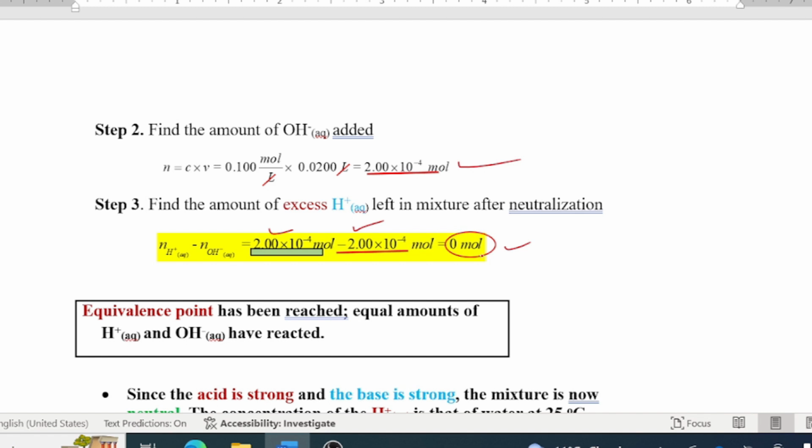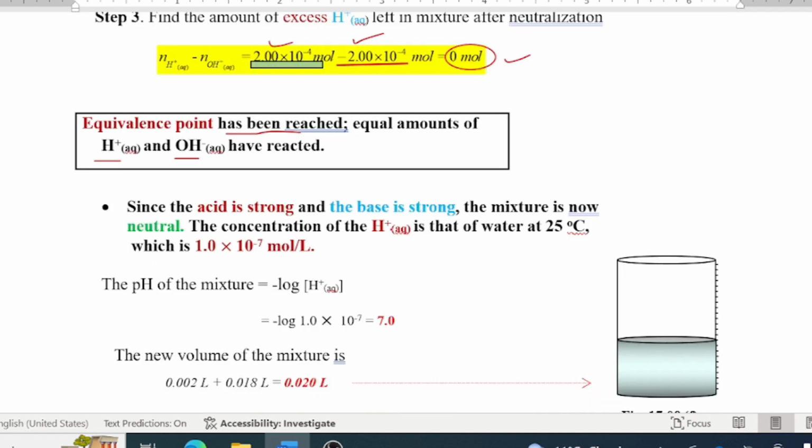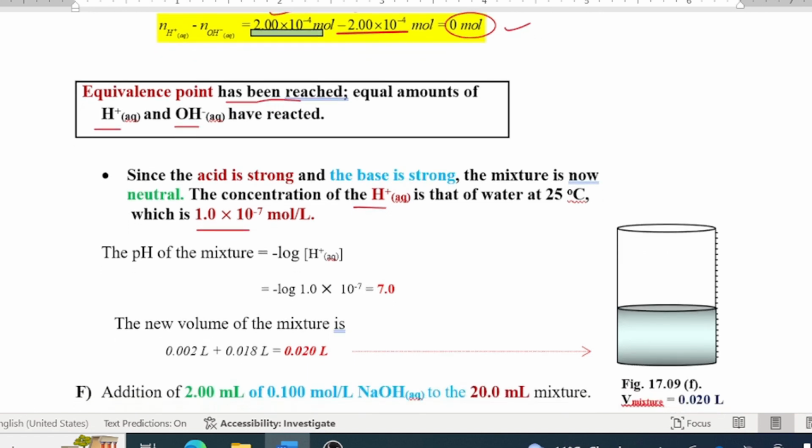This is called the equivalence point. The amount of hydrogen and OH there now is what you have present in water. So what will happen in the solution? Now it's going to become basic. So let's see what's going on now.